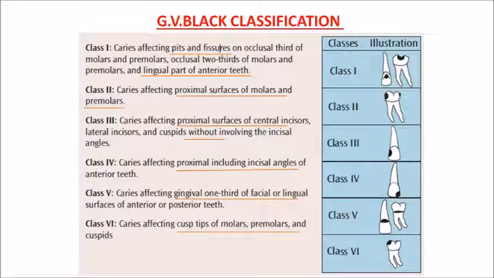Class 5 is the gingival 1/3 of the facial or lingual surface of anterior or posterior teeth. Anywhere, but it should be on the gingival 1/3 of the facial, buccal or lingual surfaces. Class 6 is caries affecting the cusp tip of the molars, premolars and cuspids. So 1 and 2 are proximal surfaces of the posteriors, 3 and 4 are proximal surfaces of the anteriors, 5 is affecting the gingival third and 6 is affecting the cusp tip.